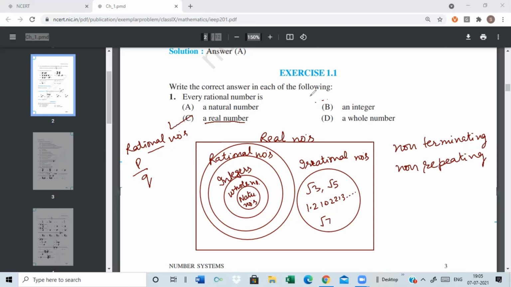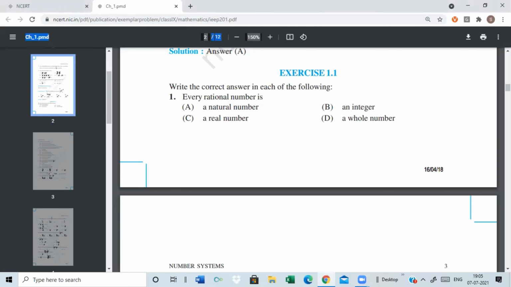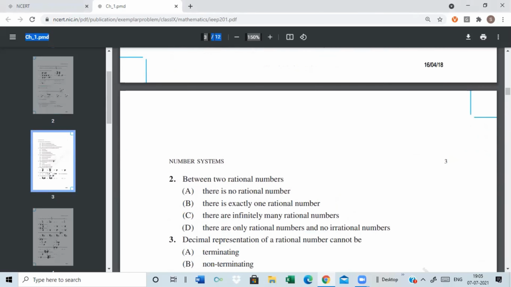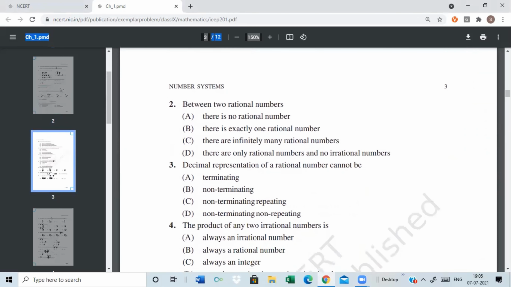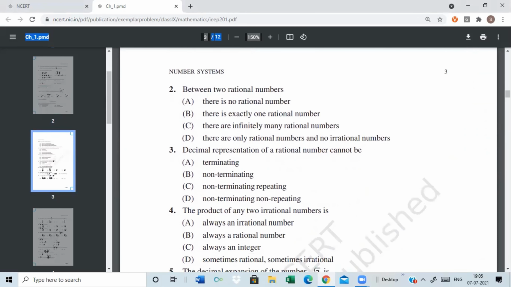Now we go to the next question. Between two rational numbers, how many rational numbers are there? There is no rational number. There is exactly one rational number. There are infinitely many rational numbers. There are only rational numbers and no irrational numbers. I would say there are infinitely many rational numbers.